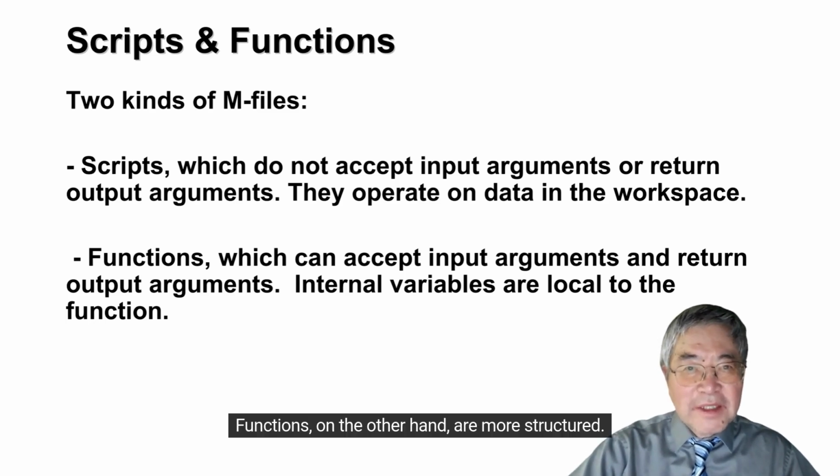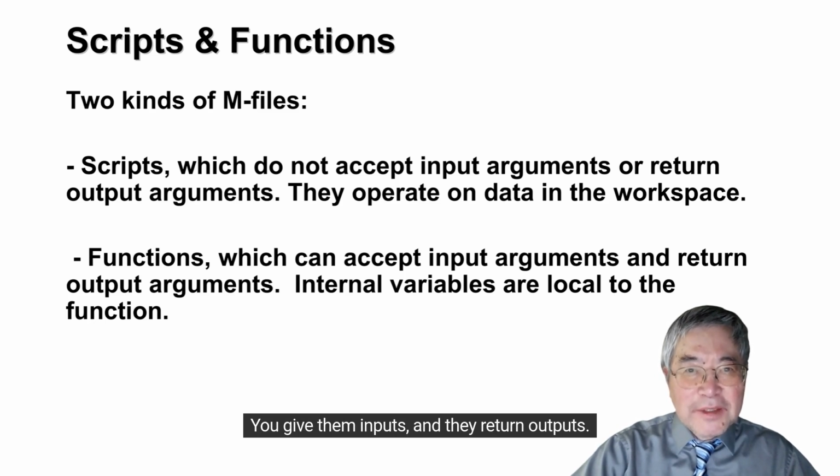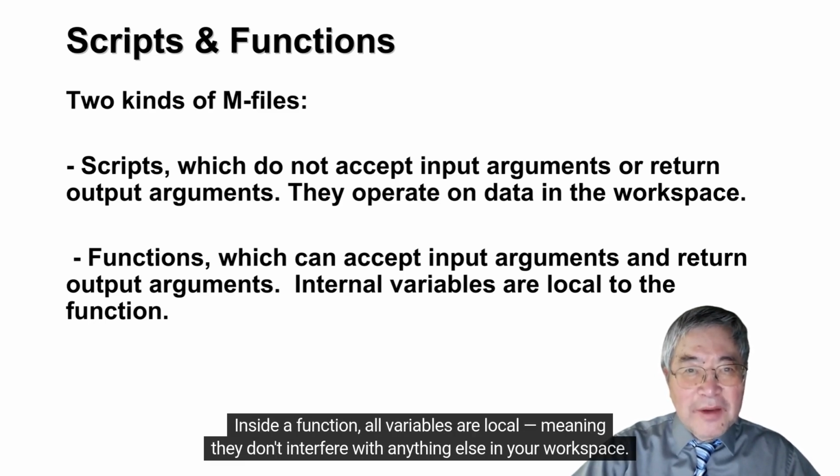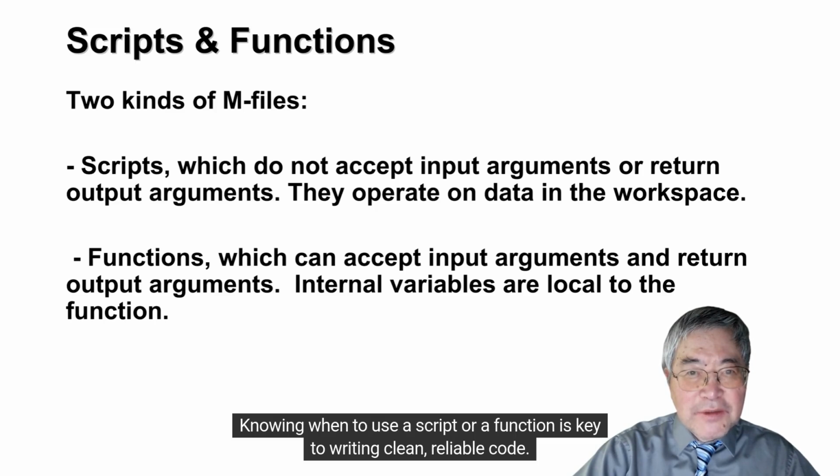Functions, on the other hand, are more structured. You give them inputs and they return outputs. Inside a function, all variables are local, meaning they don't interfere with anything else in your workspace. Knowing when to use a script or a function is key to writing clean, reliable code.